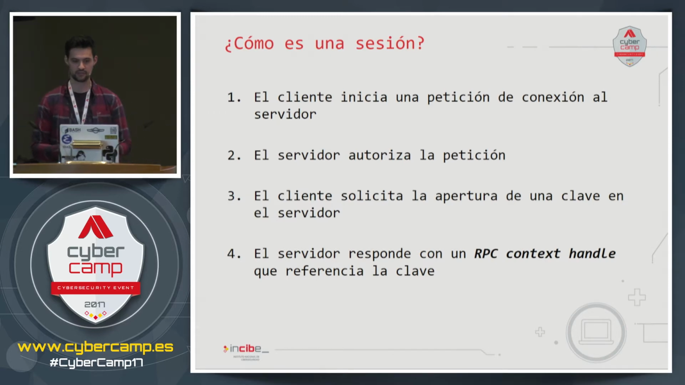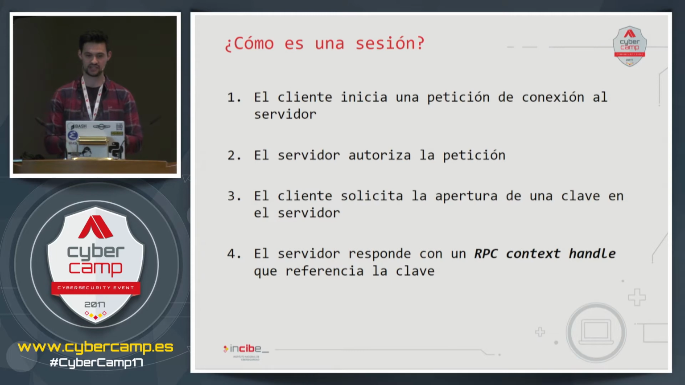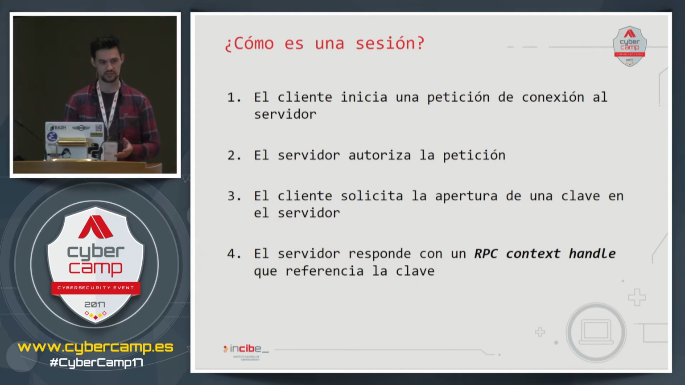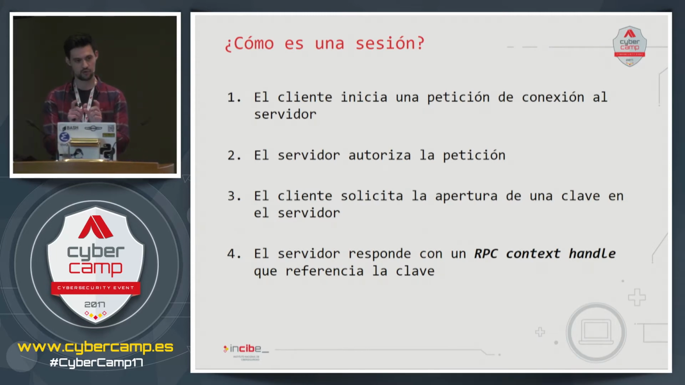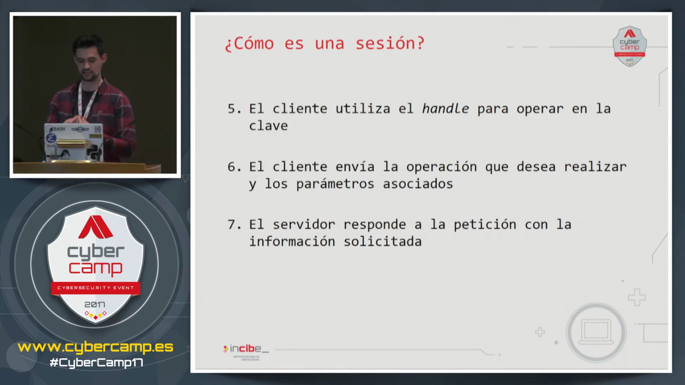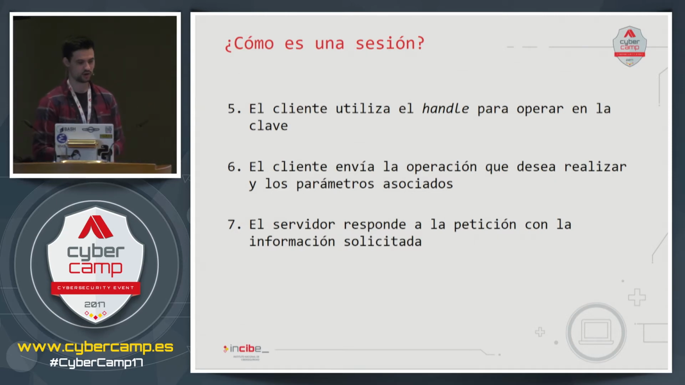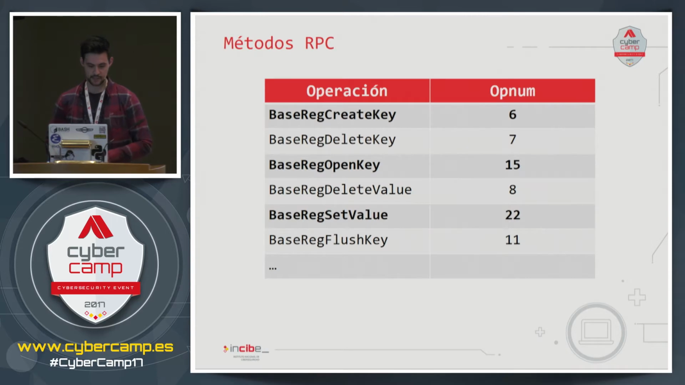and then the server, if everything's correct, will send it a handle, which is just a random number for that session. If the session is interrupted, you'll have to get another one. Once the client has this handle, which is a number, they'll start working on other more specific operations using this key. For example, they might want to create a specific value in this key or delete the key.